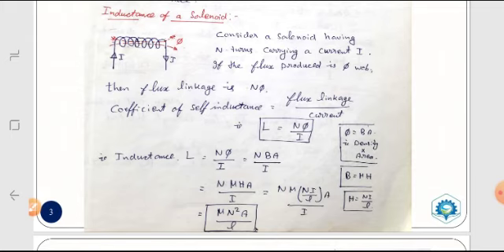What we need to understand is basically inductance is flux linkage divided by current, total flux linkage divided by current. Now consider a solenoid having N number of turns carrying a current I. If the flux produced is phi Weber, then total flux linkage is N into phi. Phi is the flux in a single turn and N is the number of turns, therefore total flux is N phi. Now coefficient of self-inductance is flux linkage divided by current, that is L is equal to N phi by I.